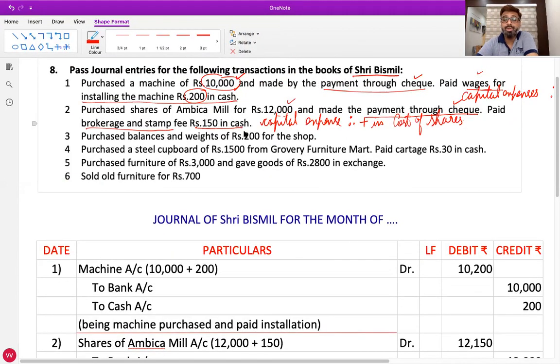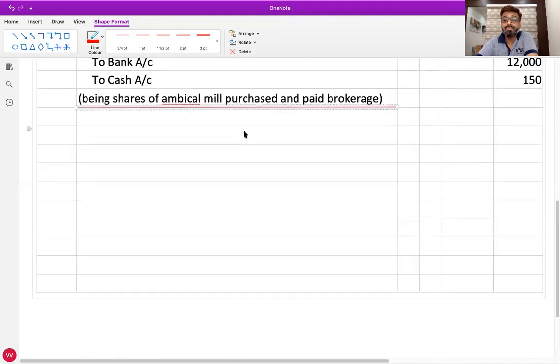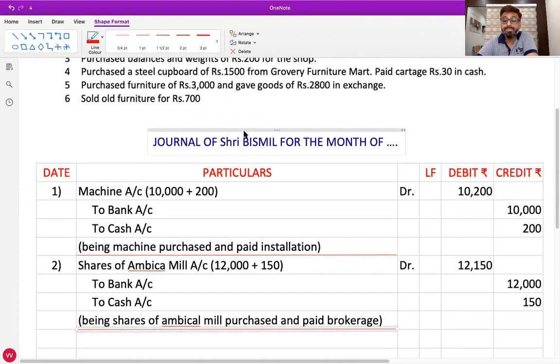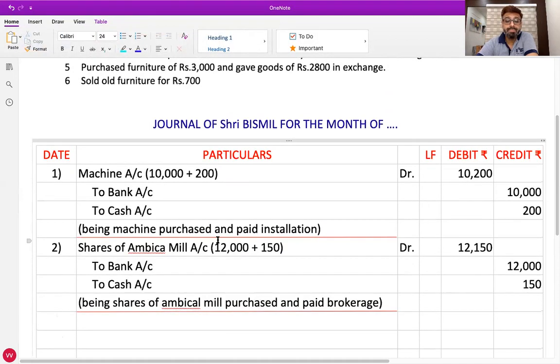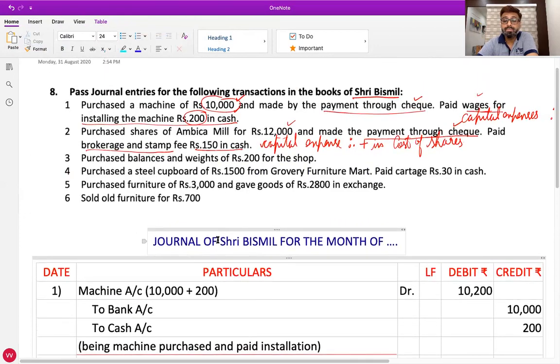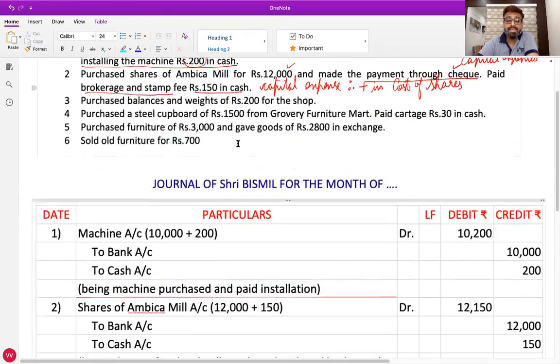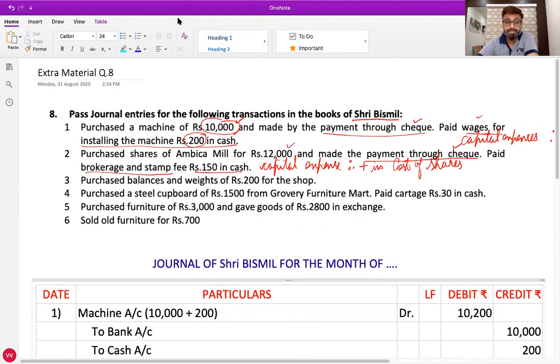And brokerage 150 we pay in cash. So repeat, cash goes out. Credit what goes out. Therefore, to cash account 150. Are you all clear with this? Yes, sir.